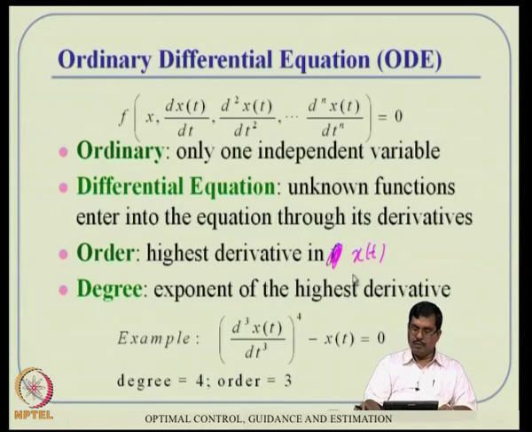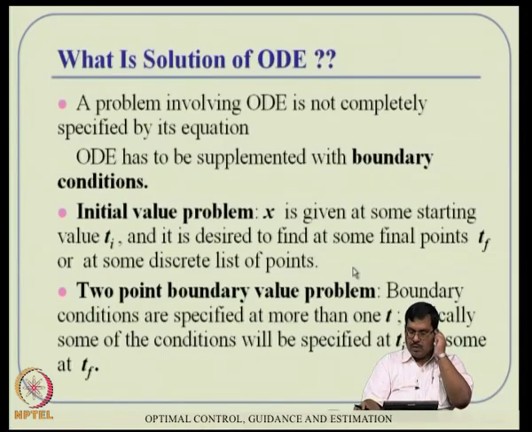These are simple concepts here. Alright, what is the solution of an ODE then? A problem involving an ODE is not completely specified by the equation alone. You have to talk about boundary conditions, namely the initial conditions. Typically you do not call them initial conditions because the condition can be given at any point of time. You can integrate either forward or backward. It need not be given only at t0, it can be given at tf also. You can integrate the equations both forward and backward using negative delta t.